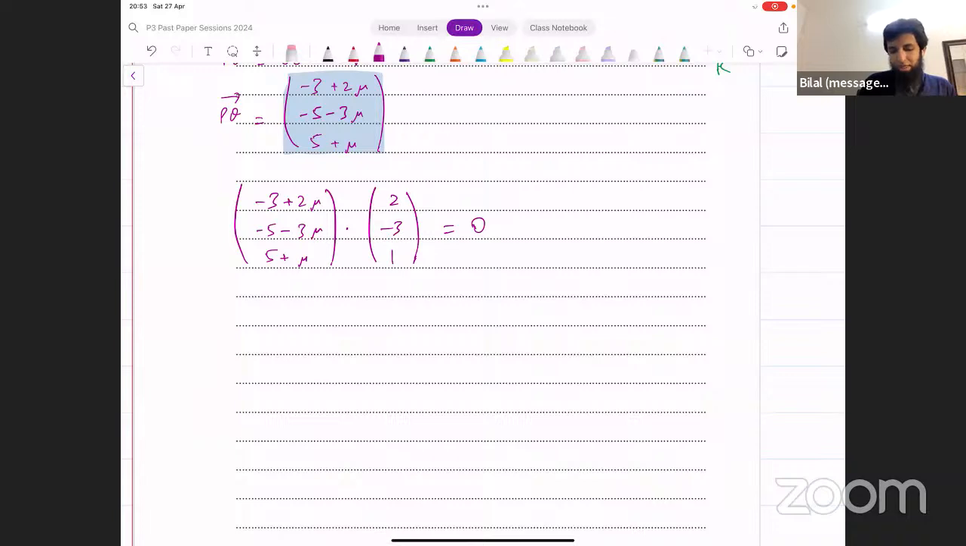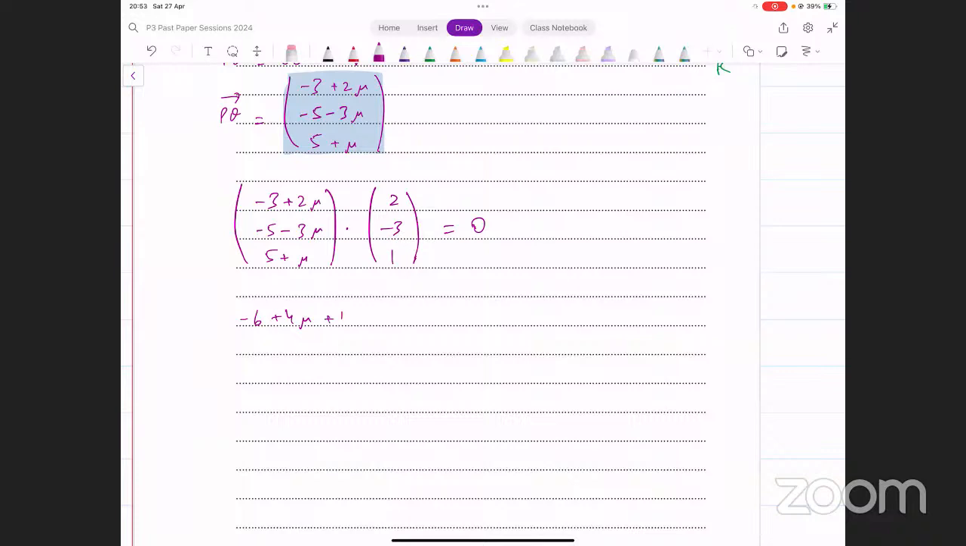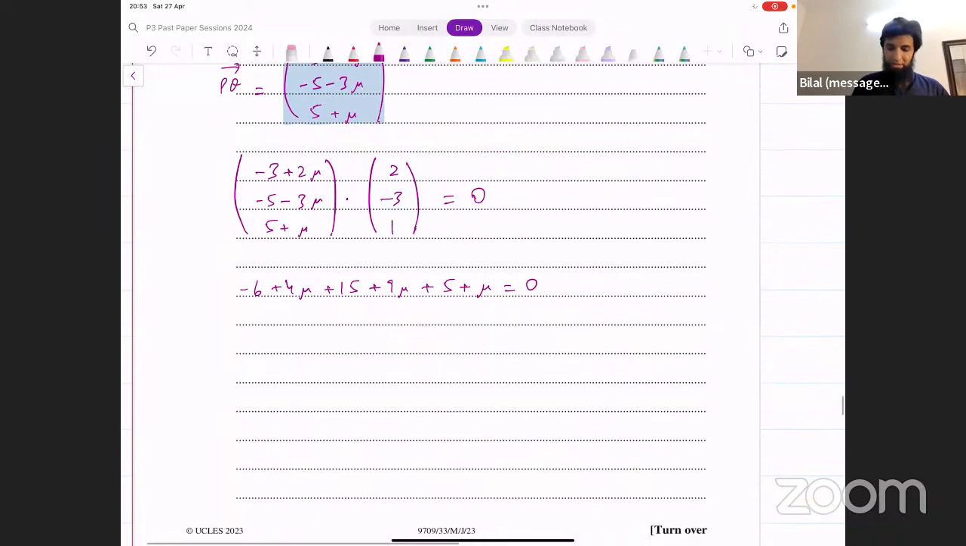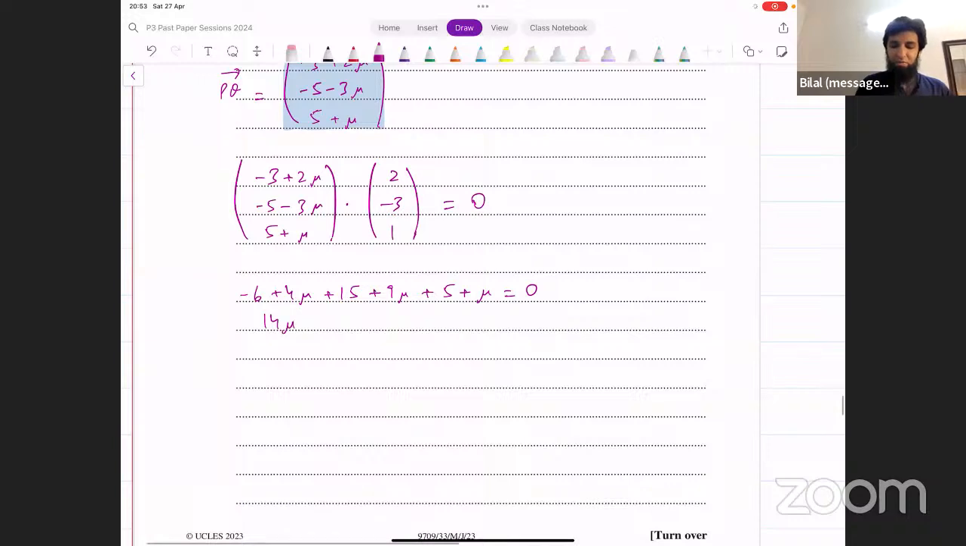Minus 3 into 2, that is going to give us minus 6. 2 mu into 2, that is 4 mu. Minus 5 into minus 3, that's plus 15. And then we have plus 9 mu plus 5 plus mu. This equals 0. Let's simplify this and find the value of mu from this and see what that turns out to be. We get 14 times mu, and 20 minus 6, that's also 14, plus 14 equals 0, and the value of mu turns out to be negative 1. We found the value of mu.